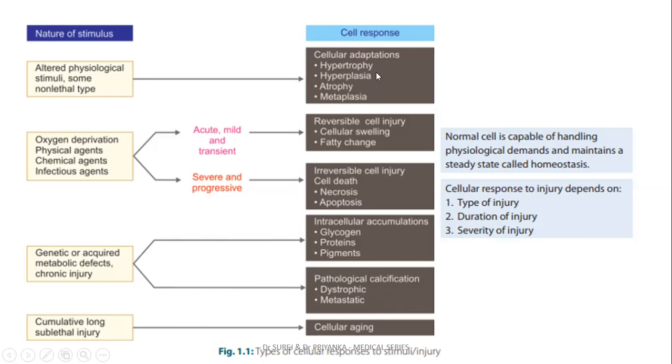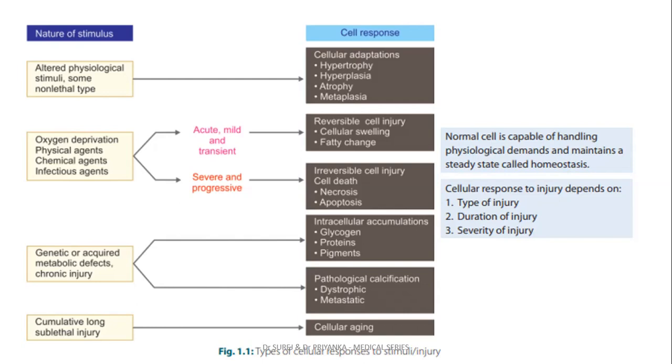That we had already told: hypertrophy, hyperplasia, atrophy, metaplasia. If the altered physiological stimuli is non-lethal, that means it will not produce big harm or big damage, then cellular adaptations will occur. Cellular adaptations can bring about further complications, but that is a different thing. Up to here, due to the altered physiological functions, the first thing that happens is that cellular adaptations will be produced, such as hypertrophy, hyperplasia, atrophy, metaplasia.